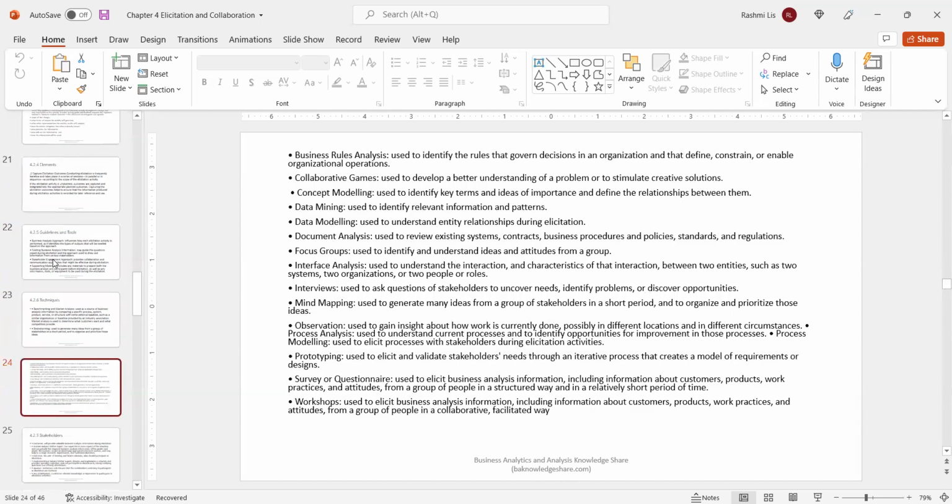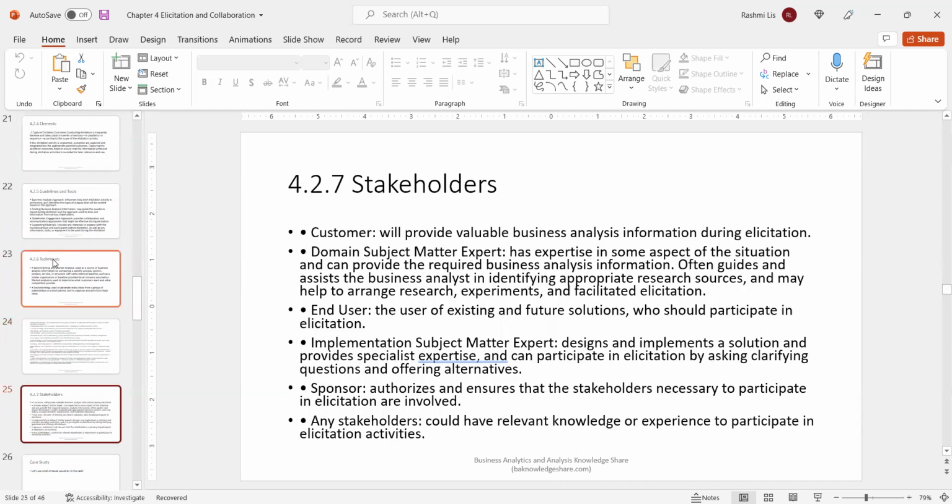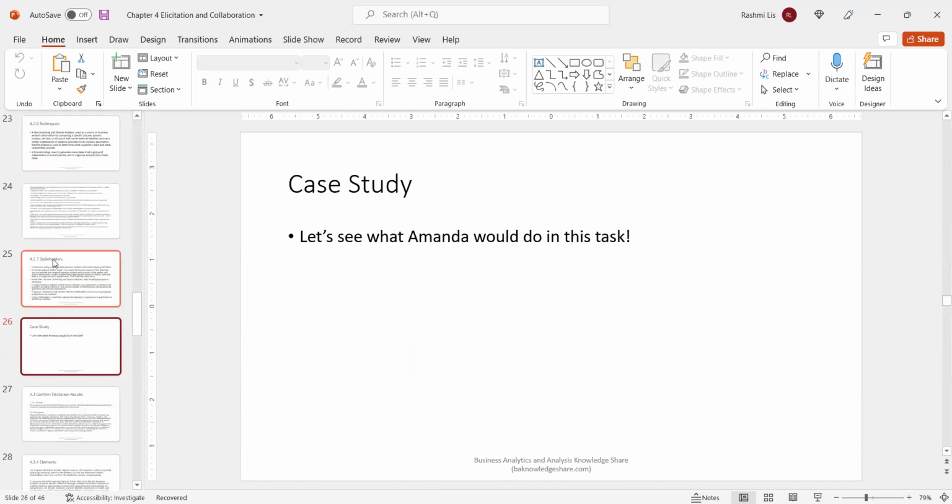Techniques, there are varied techniques used in this task. And stakeholders are your customer, your domain SME, your end user, your implementation subject matter expert, your sponsor, and any stakeholders that could have relevant knowledge or experience to participate in the elicitation activities. As an example, you may have production support folks join you in the elicitation sessions to gather non-functional requirements. So that being said, this ends the task of conduct elicitation in the elicitation chapter.